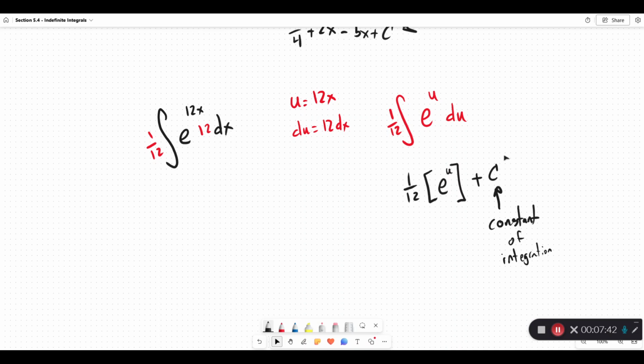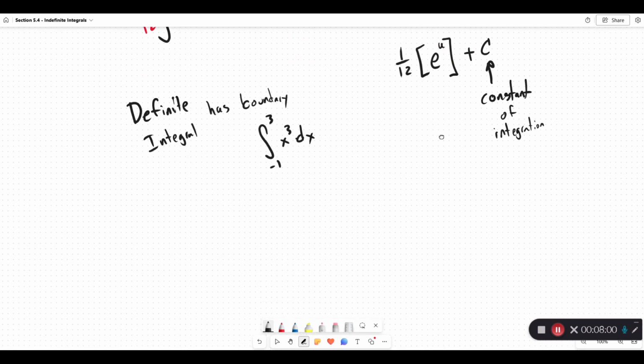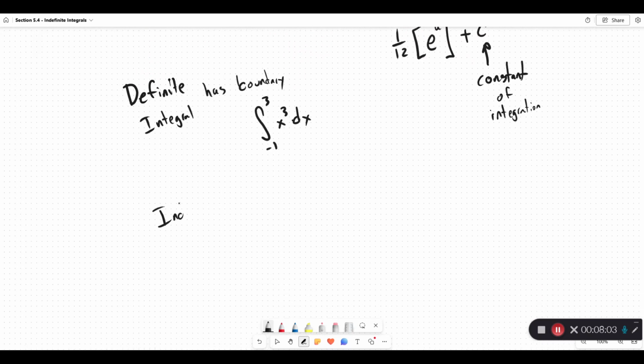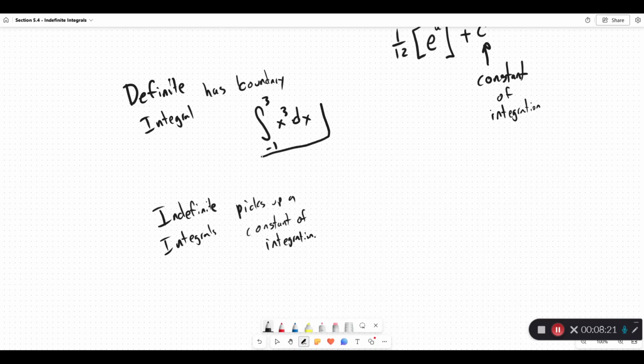So what's the difference between a definite integral? Well, these have boundaries. For example, a definite integral has a boundary. An indefinite integral picks up a constant of integration. Now, I think this is important for college students to see. Why don't I have to deal with constants of integration in a definite integral?